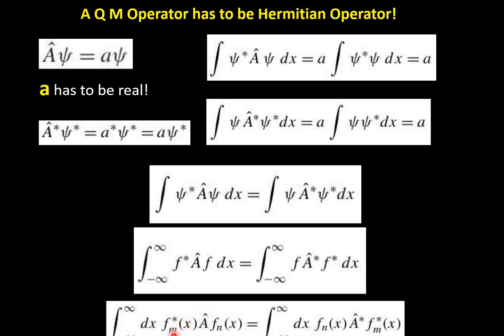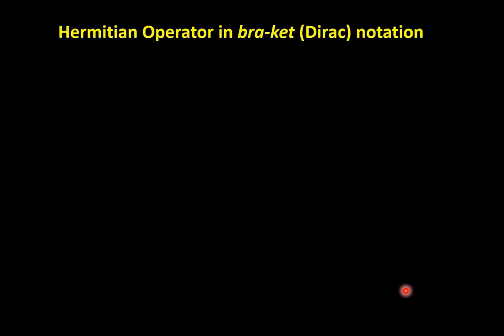∫ ψm* A ψn, so they are two different functions, is equal to ∫ ψn A* ψm*. That means this ψn as if it comes towards the left and ψm* goes towards the right. So this is the most general condition for A to be real. So this is what we mean by a Hermitian operator.